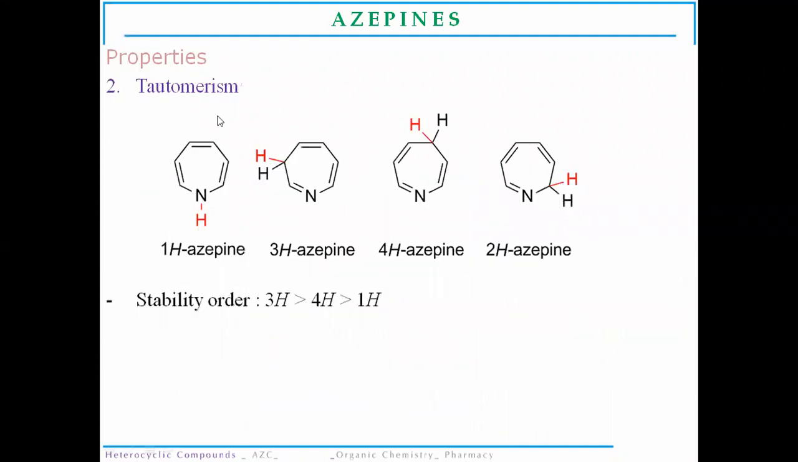Now, these are some of the tautomers of the azepine molecule, in which there is 1H azepine, 3H azepine. So there is movement of the double bond across this cyclic ring. There is formation of 1H azepine, 3H azepine, 4H azepine and 2H azepine. And the stability order of these azepine molecules is that 3H is more stable than 4H, which is more stable than 1H. So the least stable one of the azepine molecules is 1H azepine.